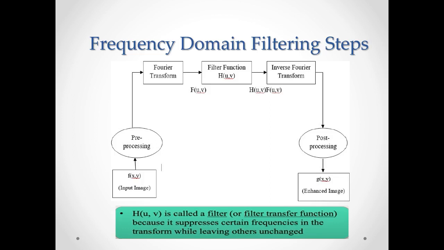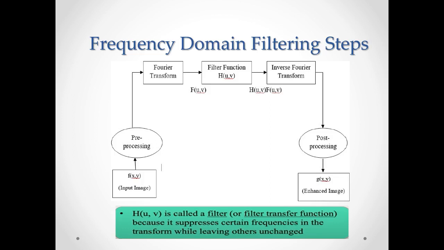For this Fourier transform, the filtering function H(u,v) is multiplied to get the function H(u,v) into F(u,v). Once the processing is done, the inverse Fourier transform is performed to get the value g(x,y), which is the enhanced image of f(x,y). So, here some pre-processing work as well as post-processing work will be done. Now, let us understand the different steps involved in this.